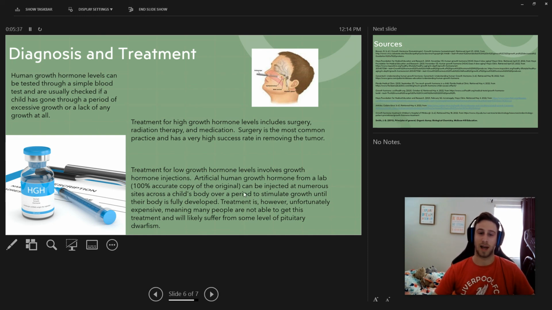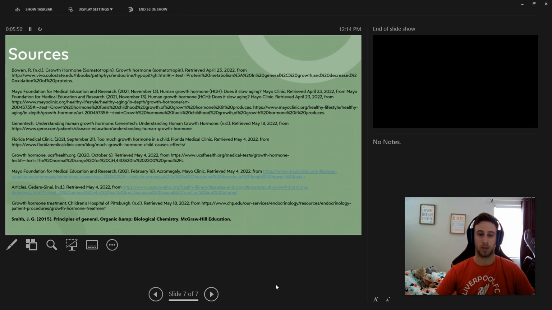They also do have some supplements that will add some chemicals into your body that are going to stimulate that pituitary growth. And there are my sources.